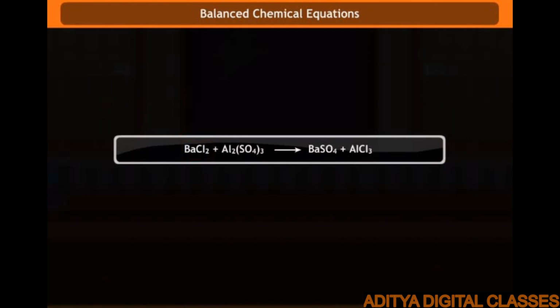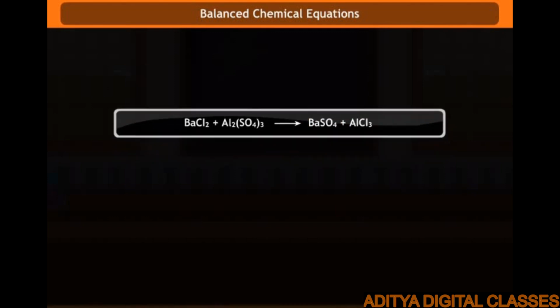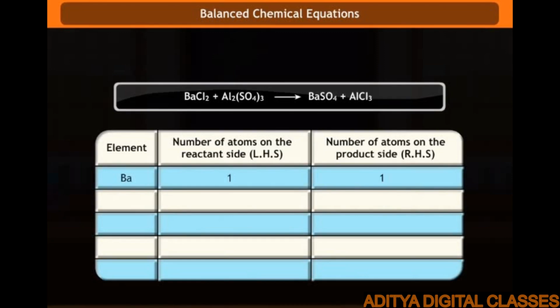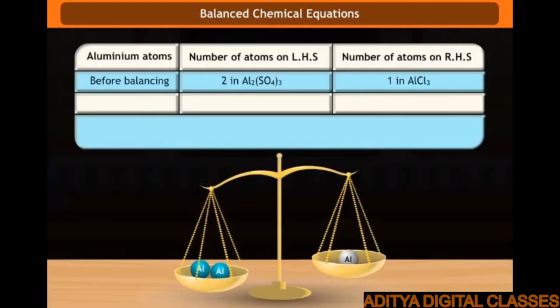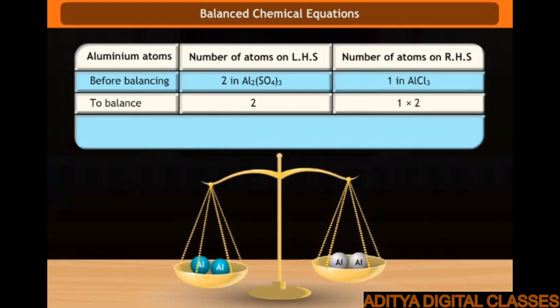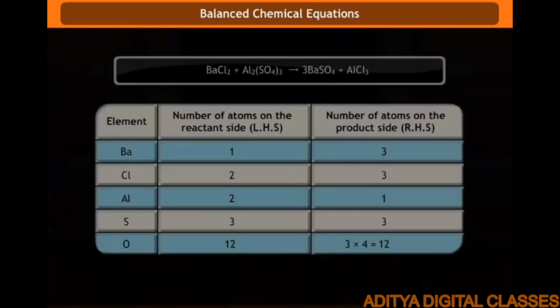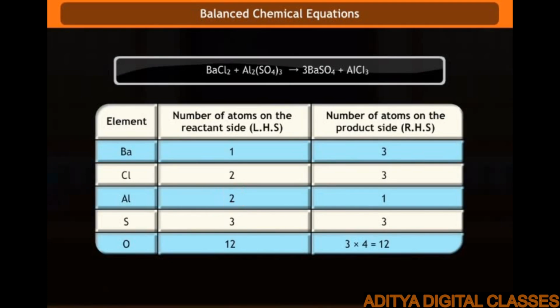Barium chloride reacts with aluminium sulfate to give barium sulfate and aluminium chloride. List the number of atoms of the various elements present in the unbalanced equation in the form of a table. Select a compound which contains the maximum number of atoms. In this case, the compound will be aluminium sulfate. It has 2 atoms of aluminium, 3 atoms of sulfur, and 12 atoms of oxygen.